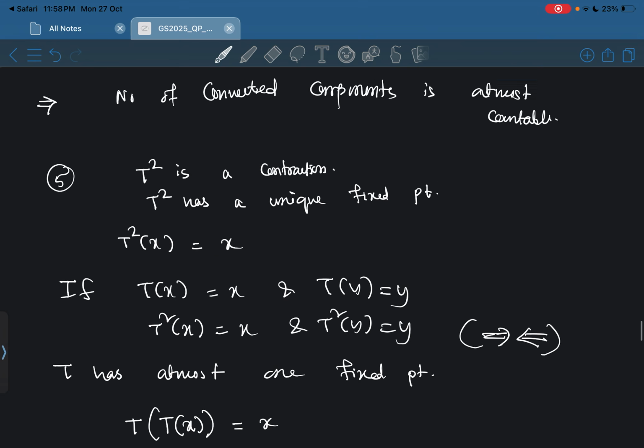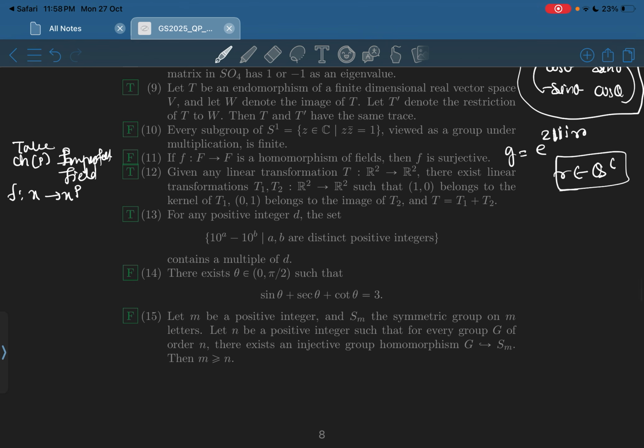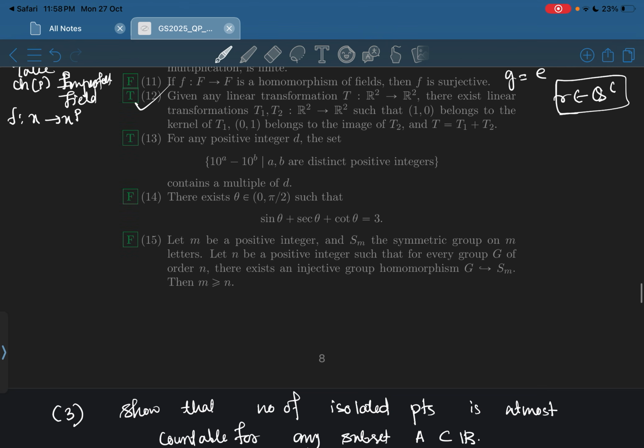Okay, fine. So this was question number 12. We are done. Now question number 13. I should say that this is a doable problem. It says that for any positive integer d, the set of numbers 10 to the power a minus 10 to the power b must contain a multiple of d.